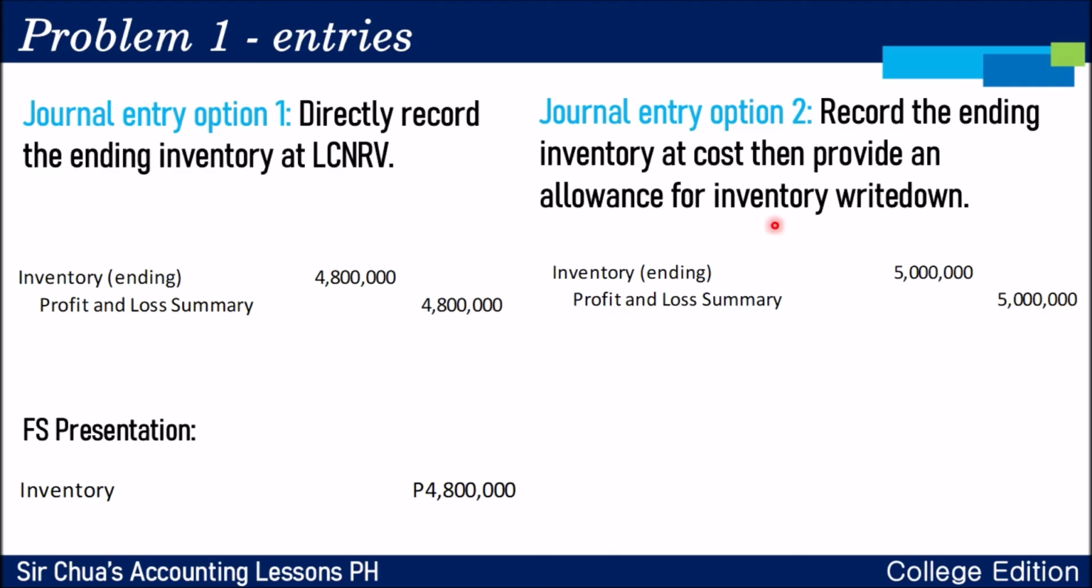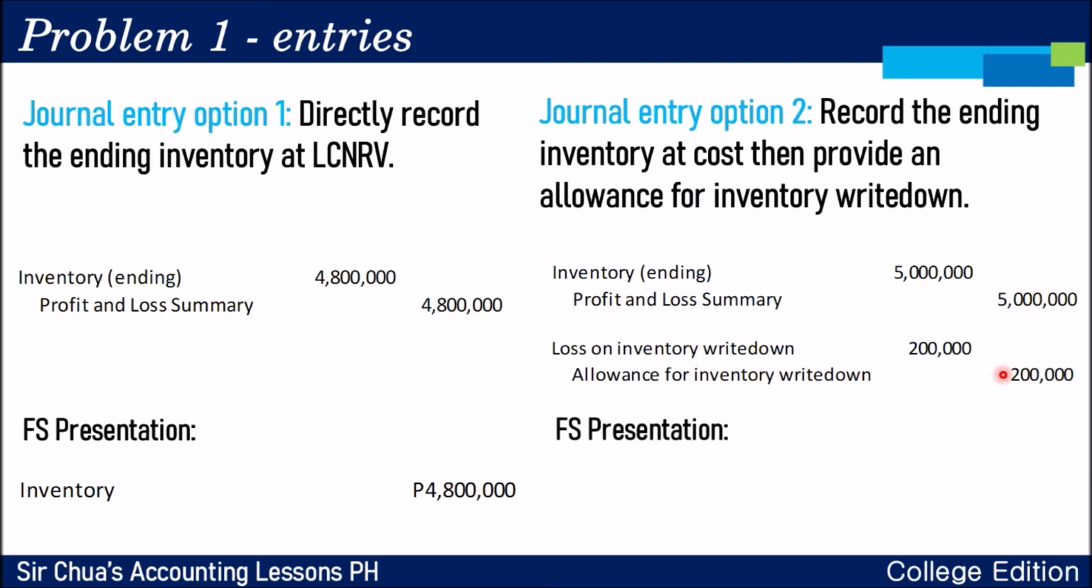Your entry would be still recording your ending inventory at cost of 5 million, crediting it to profit and loss summary for 5 million. However, gagawa ka po ng additional entry that would recognize the inventory write-down na 200,000, which is debit loss on inventory write-down, 200,000, and then credit allowance for inventory write-down, 200,000.